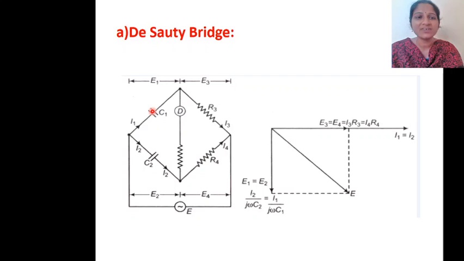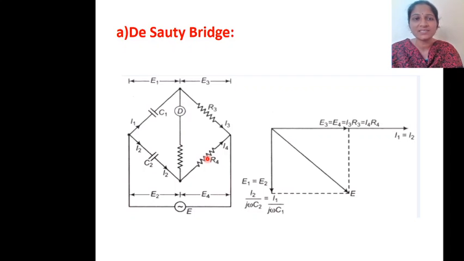Now what is Z1? Z1 is equal to 1 by j omega C1. Sorry, I am saying about impedance. Z1 is equal to 1 by j omega C1, and Z2 is equal to 1 by j omega C2, and Z3 is equal to R3, Z4 is equal to R4. And what is the balancing condition?